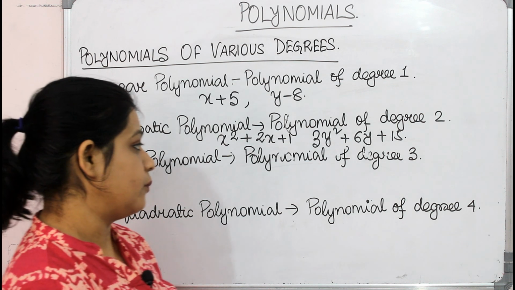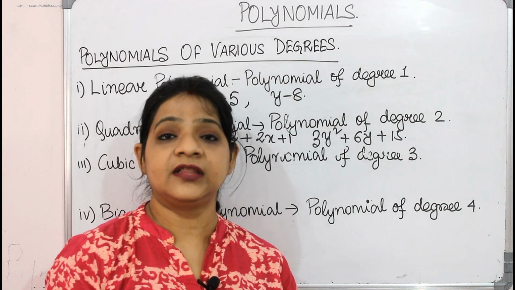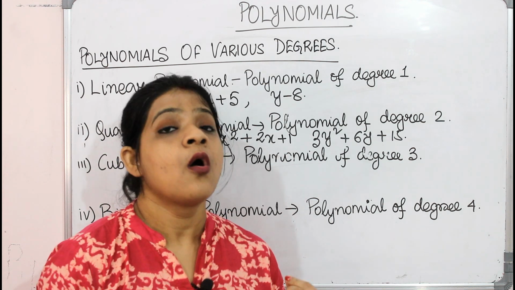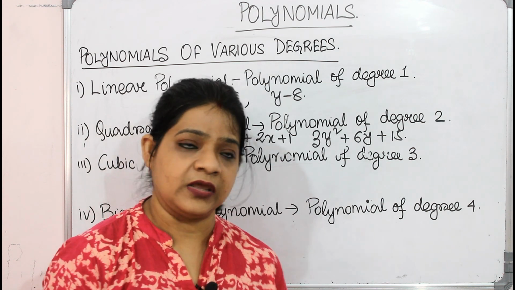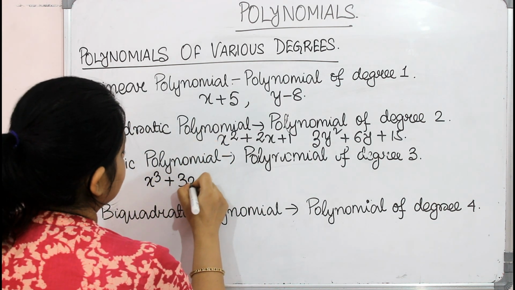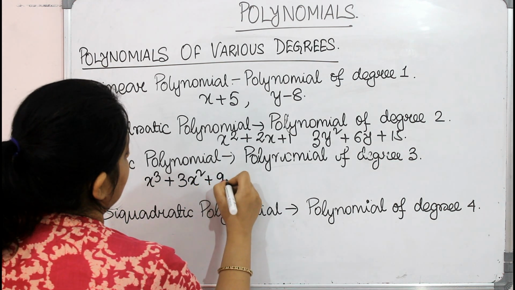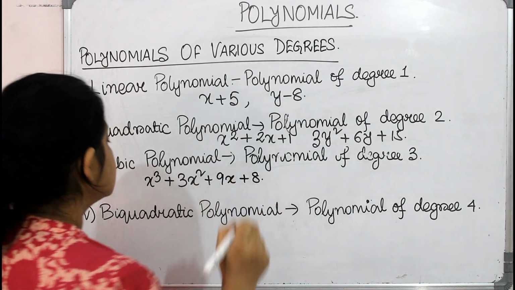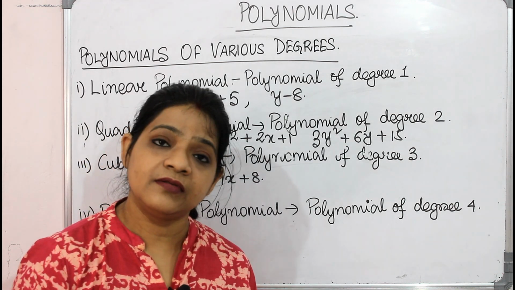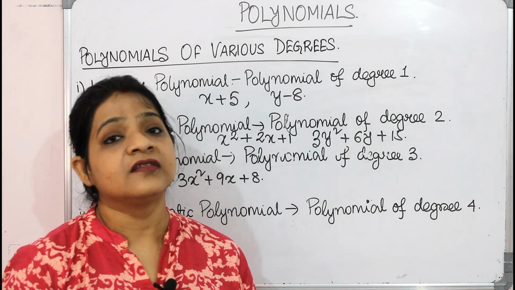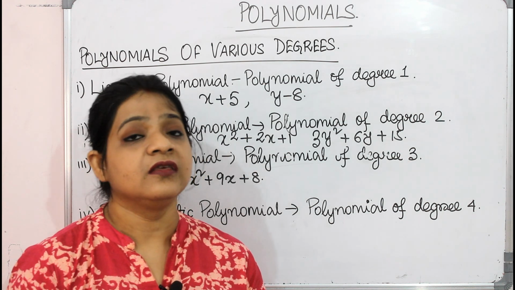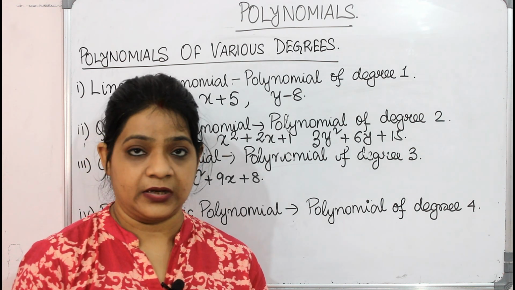Next is the cubic polynomial. A polynomial of degree 3 is known as a cubic polynomial. So the highest power of the polynomial should be 3. For example, x cube plus 3x square plus 9x plus 8. Here the highest power of x, that is the variable, is 3. So the degree is 3. Any polynomial that has degree 3 is called a cubic polynomial.